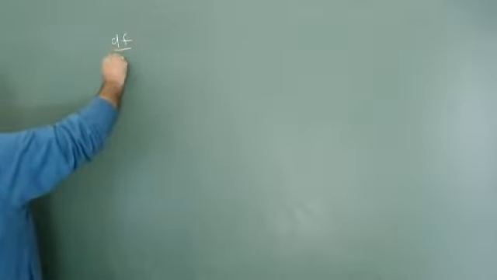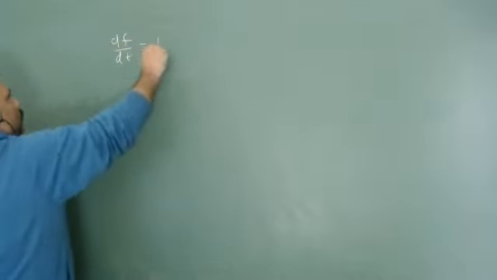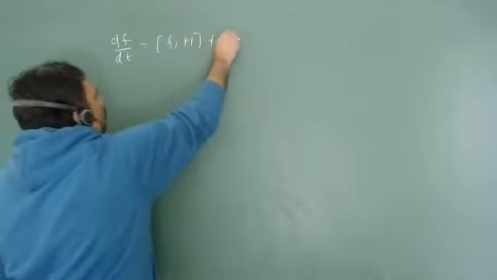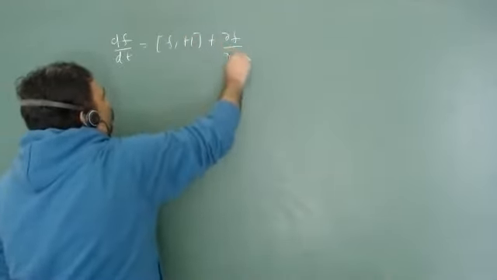So look here, and you know this thing we have done in classical mechanics, df upon dt is equal to the Poisson bracket of f and H plus del f upon del t.